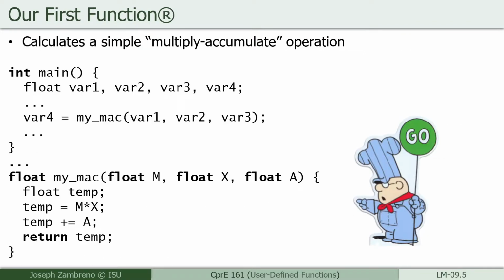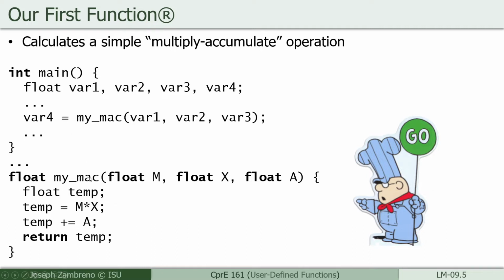Of course, we've been using functions. Here is our first quote-unquote user-defined function, which would, in theory, calculate a simple multiply-accumulate operation that, given input variables, calling them maybe variable 1, variable 2, variable 3, or in the function itself, m, x, and a, calculates the value of m times x plus a. So we have it from the top down here. We have our main function where we declare some local variables to provide as inputs to that function call as well as a fourth variable to store the result of that function call.